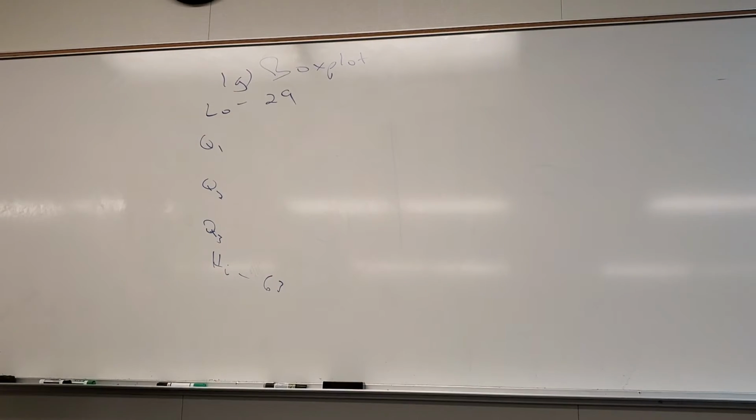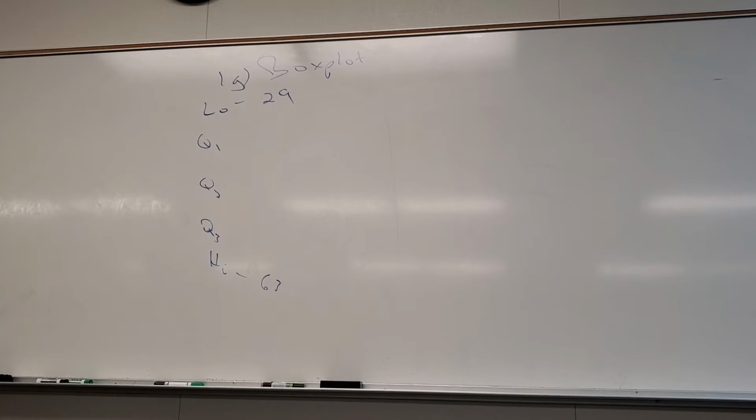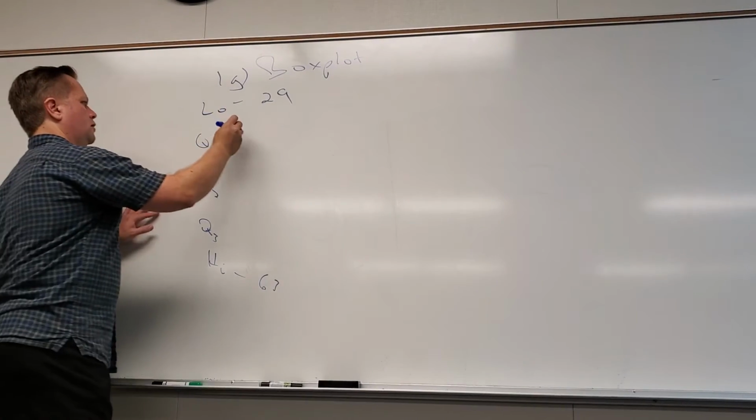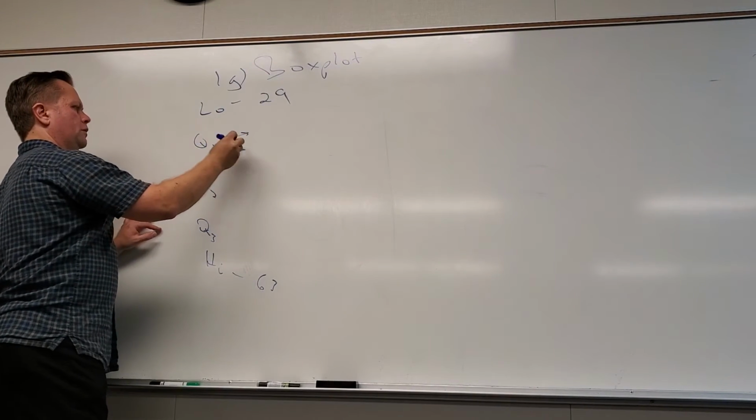63. 63? Okay. You have all the numbers in order there, right? Do you see them in the table? You can help me out on this because I gave out all my stuff. How do I find Q1? What do I do?